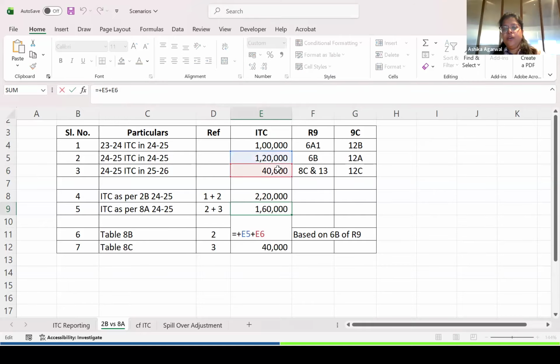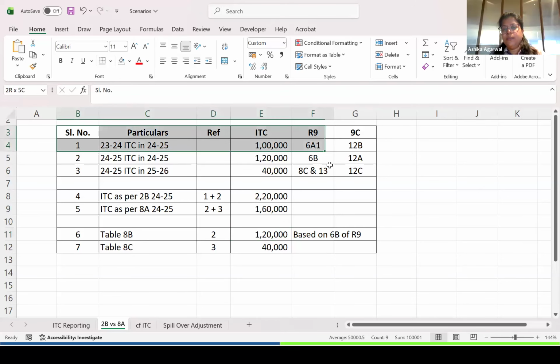Now, as table 8A has 1,60,000, my 8B is 1,20,000 based on serial number 2, where the 6B auto-population happened, and 8A happened based on the 24-25 addition of rows 1 and 2. So 40K is the ITC I am parking and claiming next year, and it will be reported in table 8C. This is how you have to do the recall of ITC. Then only your table 6 and table 8 will match. Otherwise, there will be unreconciled ITC. I hope this is clear. If anybody has any doubt, they can ask before I move forward.